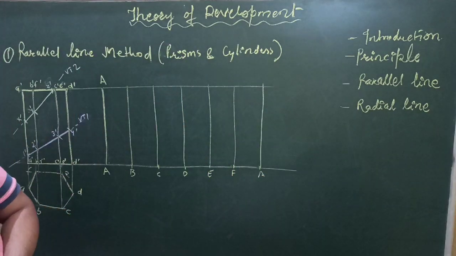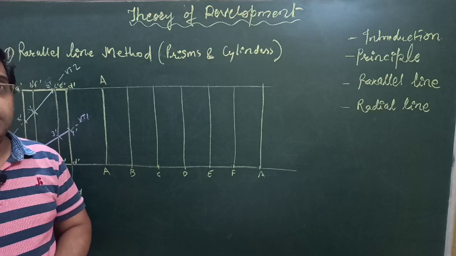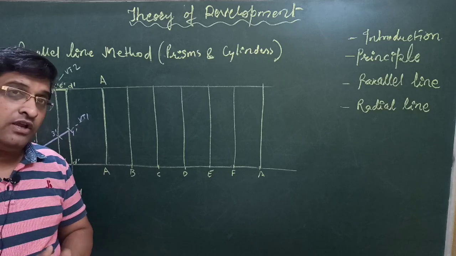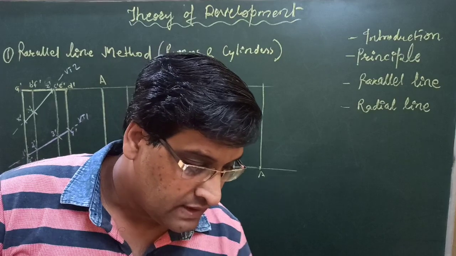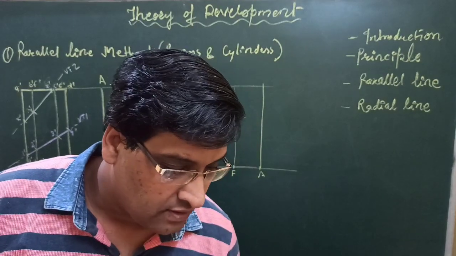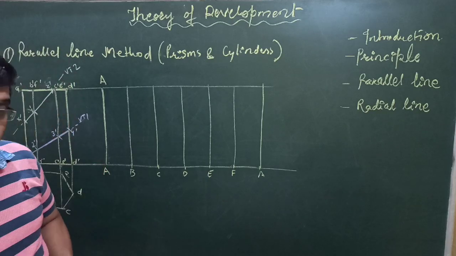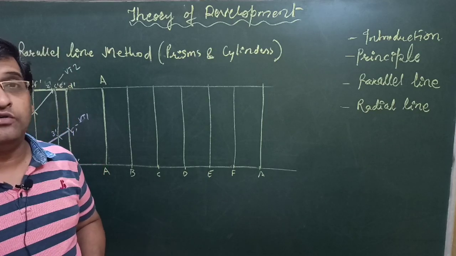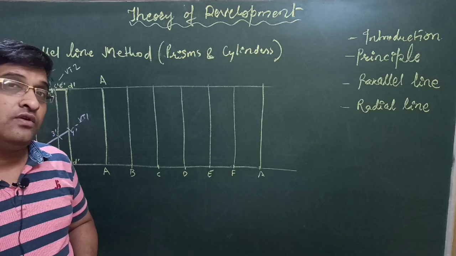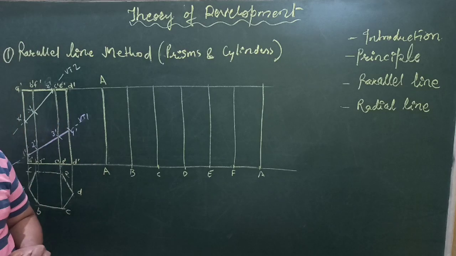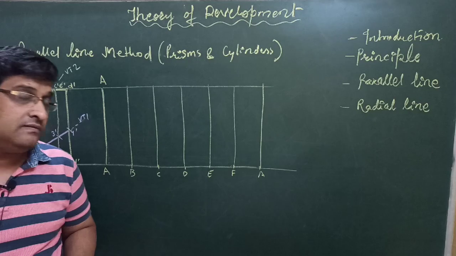What is basically the development of solid surfaces? When we talk about development, generally we are talking about the development of the lateral surfaces of a solid. Say for example, if you remember, various types of solids were there. We talked about prisms, pyramids, cones and others also. For more details you can go through that video also. I will provide the link of that video in the description section.